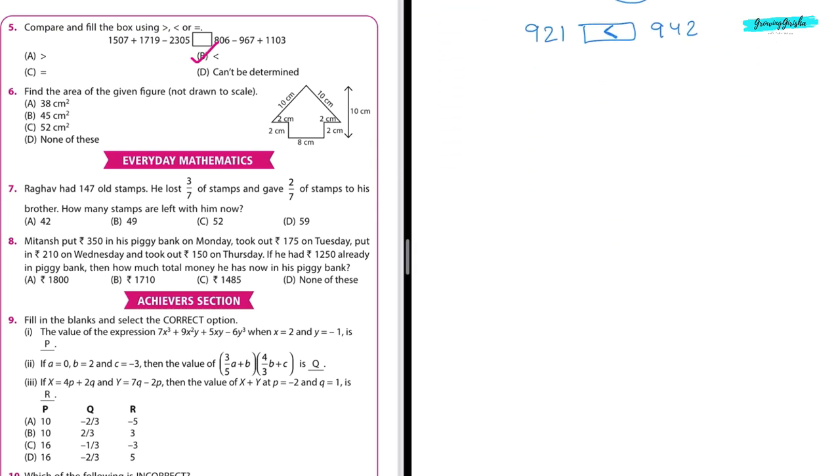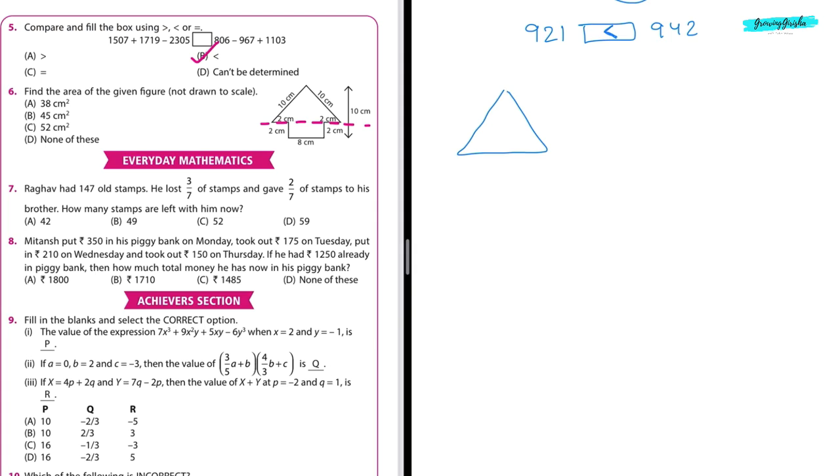Question 6. Find the area of the given figure not drawn to scale. The given figure is not a regular polygon. So if I draw a line like this, then I have two shapes. One is a triangle and the other is a rectangle. The question is asking the area of the given figure. We know the formula of area of triangle and the formula of area of rectangle. So we will find the area of these two different shapes and add them together.